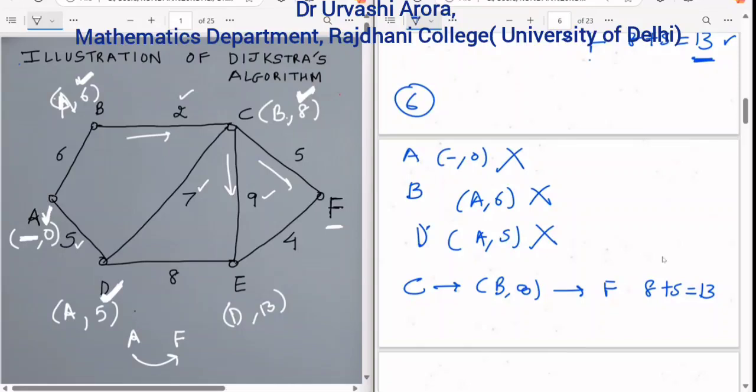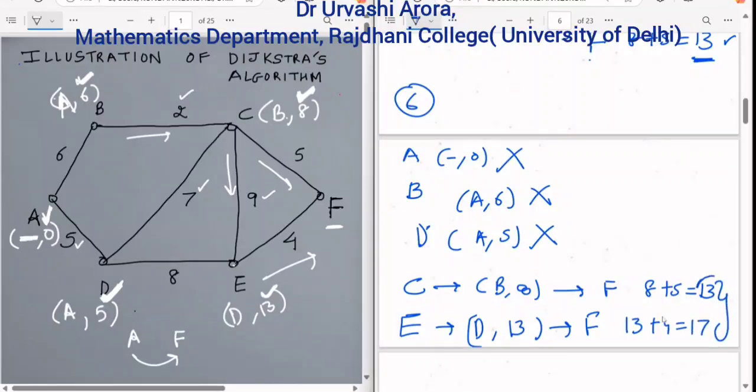Then again, we have seen C, and now let me check E. E is a vertex which has been given label D, 13. If you take a look at the neighboring unlabeled vertices of E, E has neighbor D, but D has received a label. E has neighbor C, C has received a label, and E has neighbor F, which has not received a label. And if you travel from E to F, then the distance traveled till F is going to be the distance traveled so far, which is 13 plus 4, which is 17. And we have to find out the minimum of these two numbers. The minimum, of course, is 13. So this means F is the vertex which attains a label, and the label will be something comma something, and the second component of this ordered pair is 13. And because of C, this label is being attained, so it will be C comma 13.